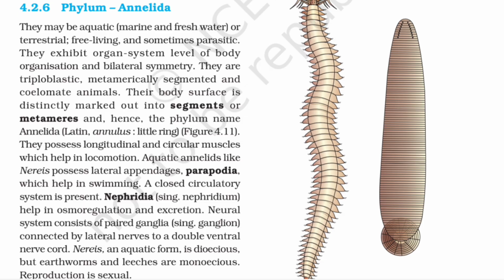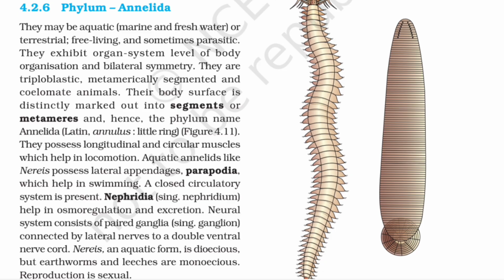Their body surface is distinctly marked out into segments or metameres, and hence the phylum name Annelida, Latin annulus meaning little ring. Figure 4.11. They possess longitudinal and circular muscles which help in locomotion. Aquatic annelids like Nereis possess lateral appendages known as parapodia which help in swimming. A closed circulatory system is present.